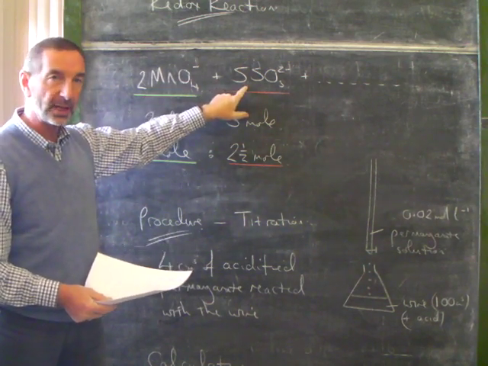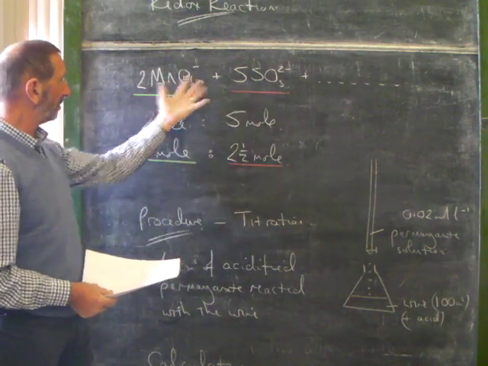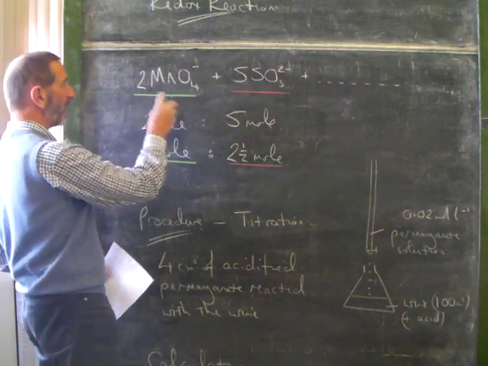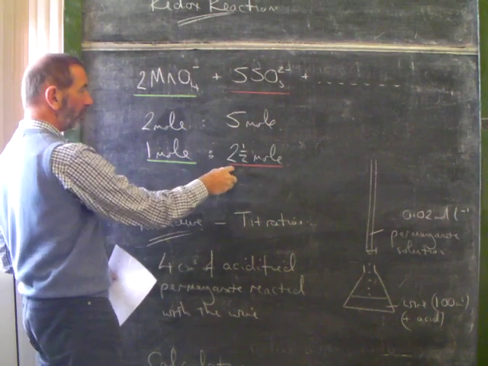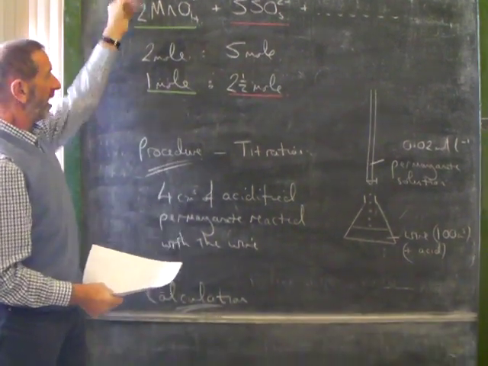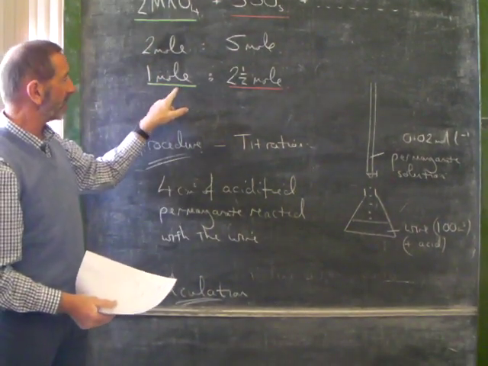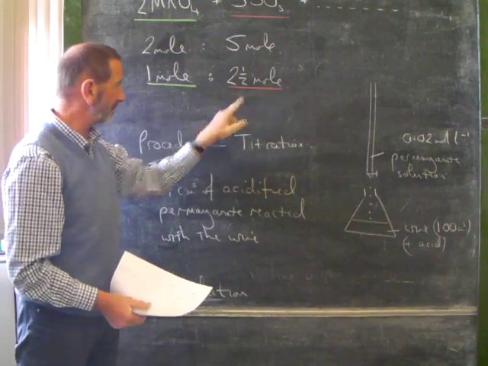We're given this on a plate. This is given to us. 2 to 5, or instead of 2 to 5, 1 to 2.5. So there we have it. Every time 1 mole of permanganate reacts, there are 2.5 moles of sulfite present.